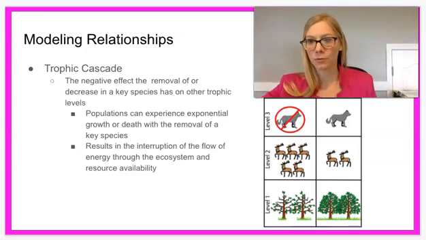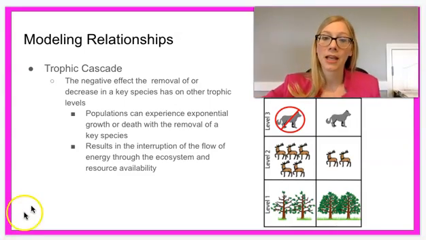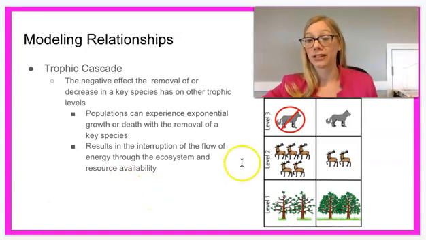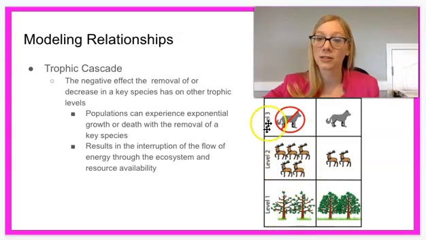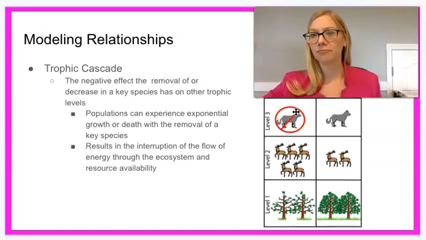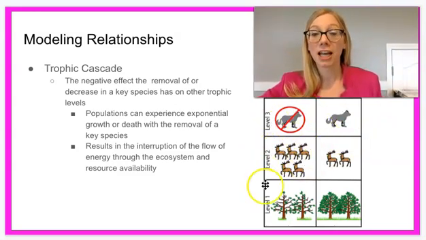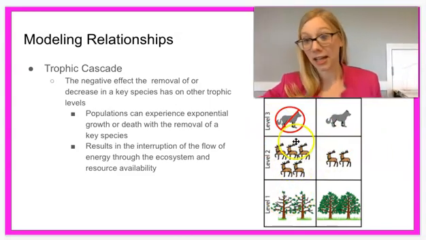Trophic cascade is really the negative effect of the removal or the decrease in a key species in, say, a food pyramid, and how that one decrease can influence everything else, other trophic levels. So let's say we have our wolf here, we have some deer, and deer eat plants. If we remove this wolf, our trophic cascade has trickle-down effects, because there's nothing to eat the deer.